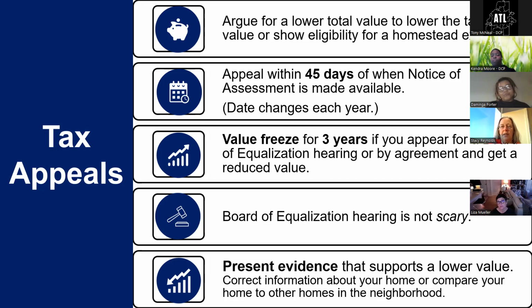The value freeze. So when you appeal, if you see it through and go to the Board of Equalization or get an agreement on the value with the assessor's office, if that value is lower than what was in the notice of assessment, even if it's just lower by $1, you get a freeze for 3 years, which means that they can't increase your value for 3 years. So that can end up being a tremendous savings in itself because, as we know, the values keep going up. And it wouldn't do that for the year you appealed or the 2 years after.